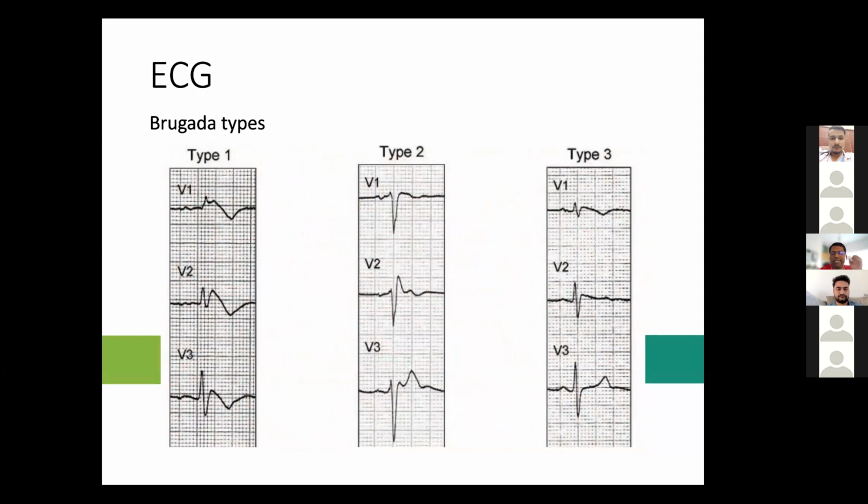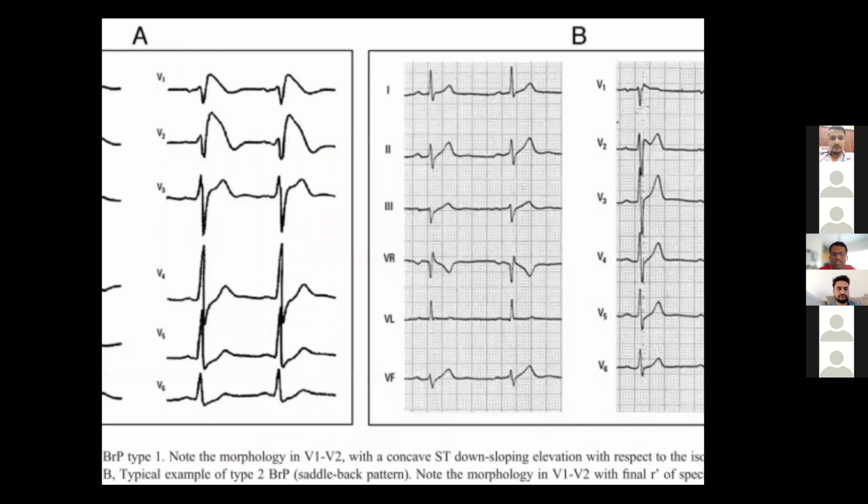There used to be 3 types, but now they merge type 2 and 3 to be just 2 types. So the coved pattern and the saddleback pattern. In V1, V2, you can see the saddleback pattern here. And the other is the classical coved, RSR pattern in V1, V2, and both of these are very typical or diagnostic of Brugada.